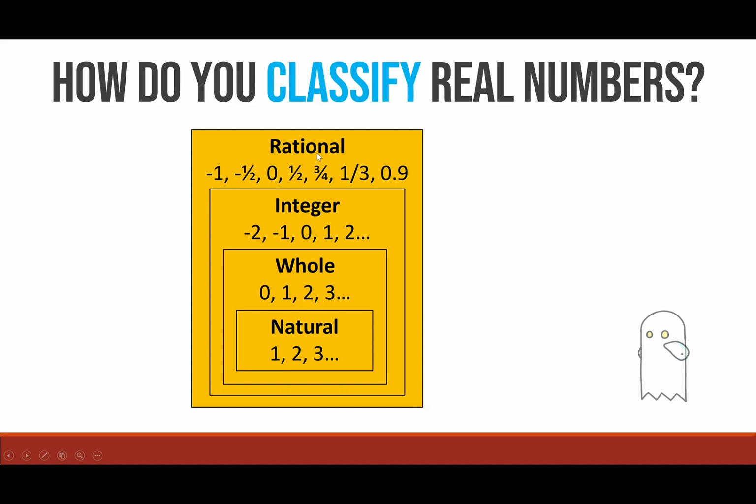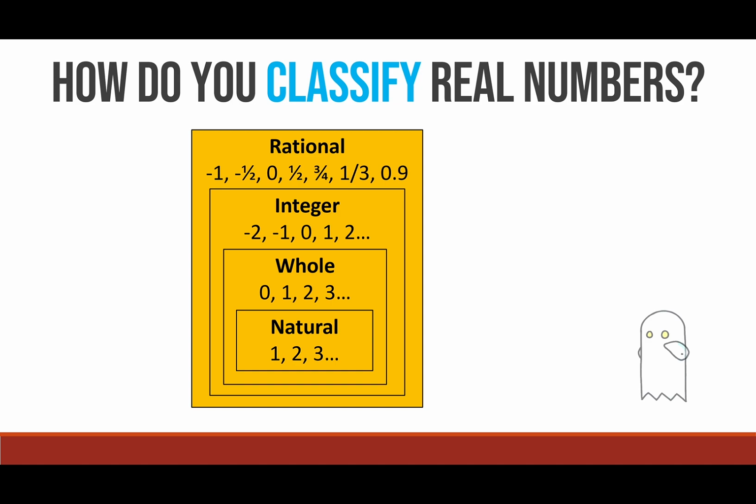And just to refresh your memory, all rational numbers either end, they are terminating, it just stops, like 1 or 3 or 7 or 0.9, it's a terminating number. Or there's some sort of pattern. If you guys remember, 1/3 is 0.333333. As long as there is a pattern, they are considered rational numbers.